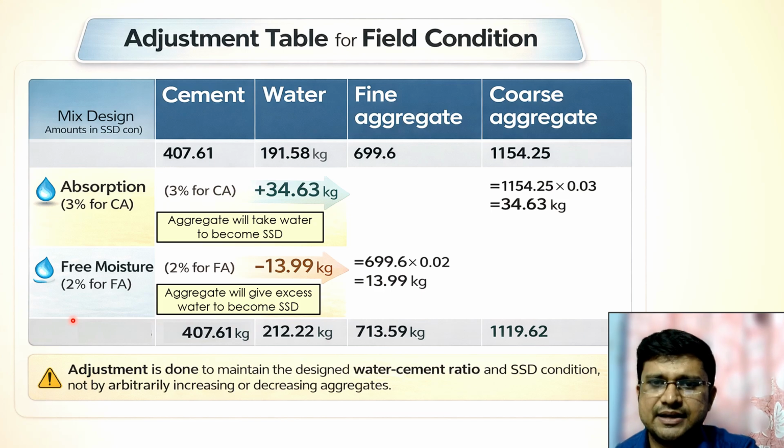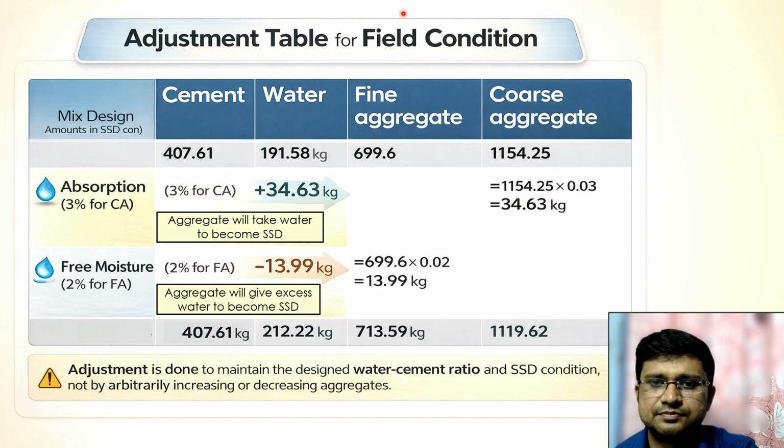Now for the fine aggregate, suppose it has 2% free moisture. So sand will give 2% water to the concrete mix. So this amount of water must be reduced. 2% of fine aggregate is 13.99 kg. So this much amount of water will come from the sand itself. So we have to reduce this much amount of water. Now we do the final correction.